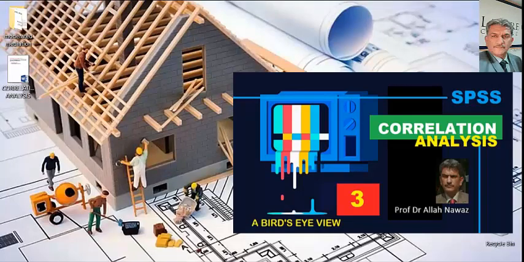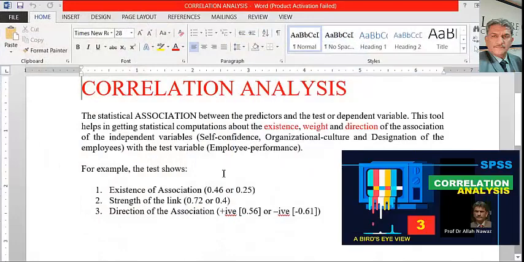Our next topic in SPSS videos is the correlation. Correlation is the statistical association between the predictors and the test variable or dependent variable. This tool helps in getting statistical computations about three things: existence of association, weight of association, and direction of the association between predictors and the dependent variable or test variable.